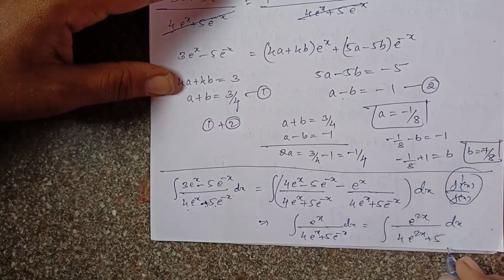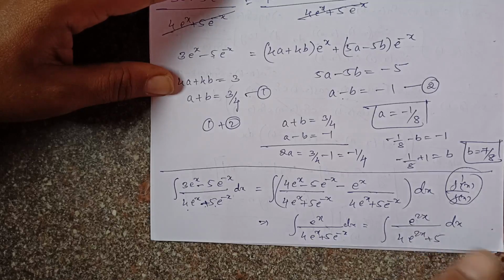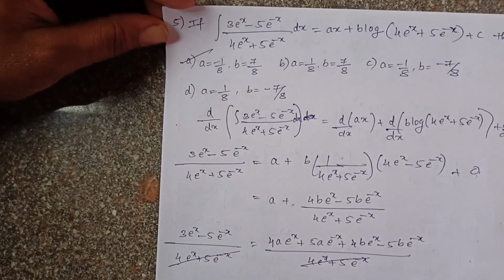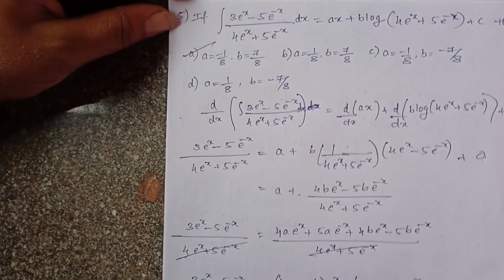Now you can proceed with substituting t is equal to 4e^(2x) + 5. Substituting t is equal to denominator, it gives us the numerator. Like this we can proceed. You can try it once, but it is better to use the differentiation concept. It simplifies it.